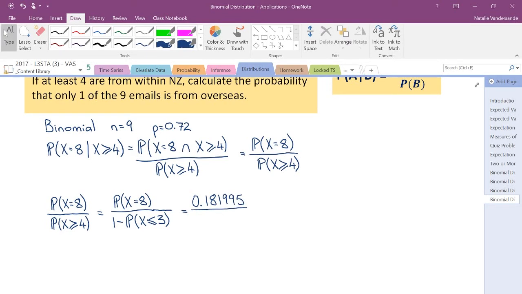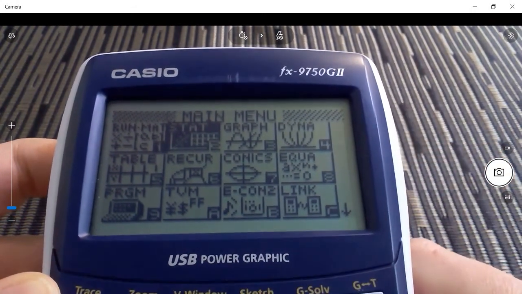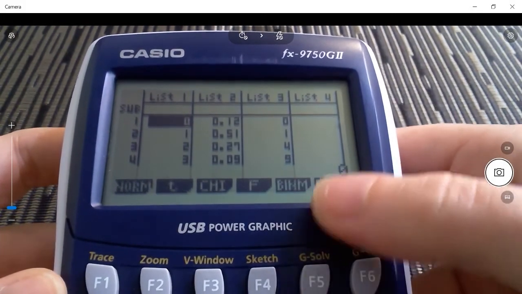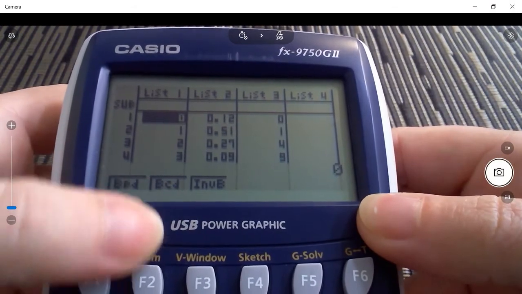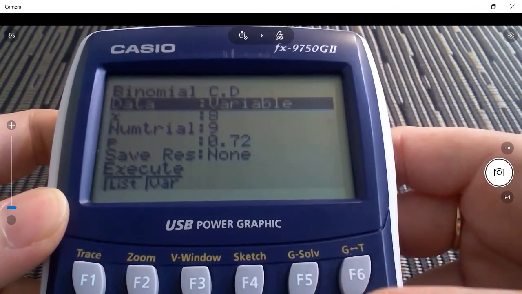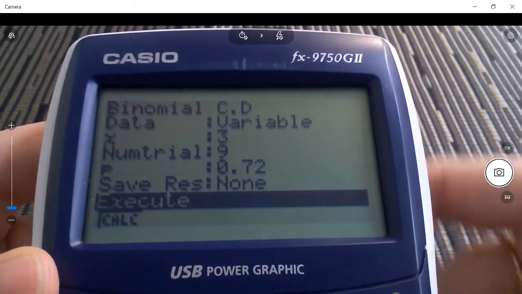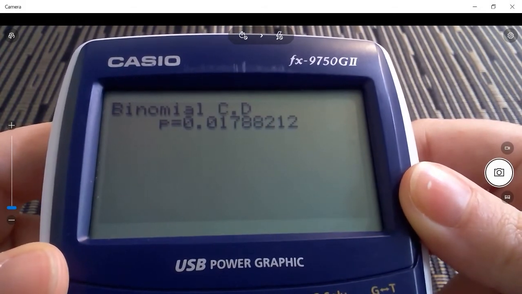Now we need to work out the probability for the bottom line of our fraction. So again, we're using stat mode, distribution, binomial, and this time BCD. Changing the numbers in here, X is 3, number of trials is still 9, and the probability of success still 0.72. So here's the next number we need for our calculation.